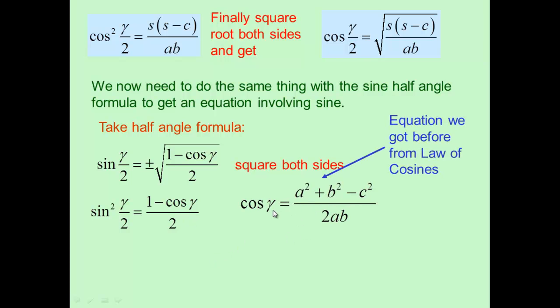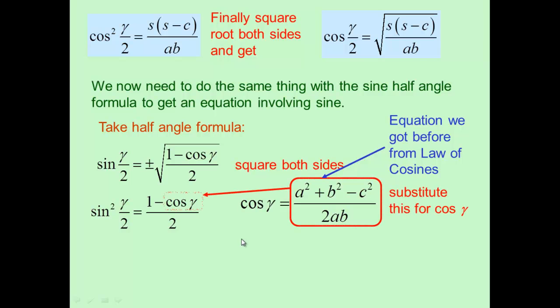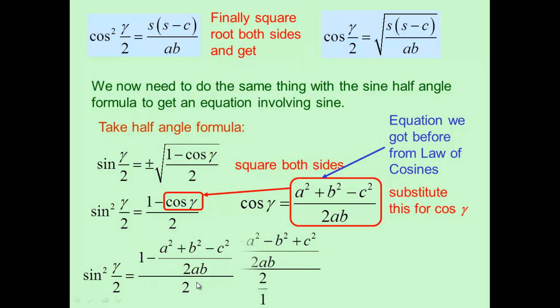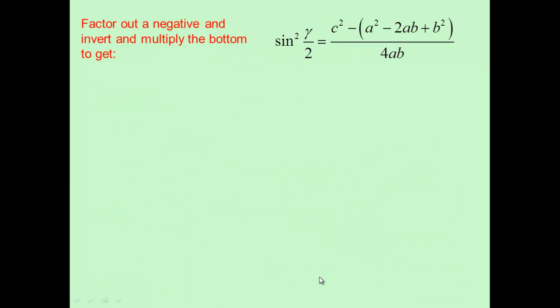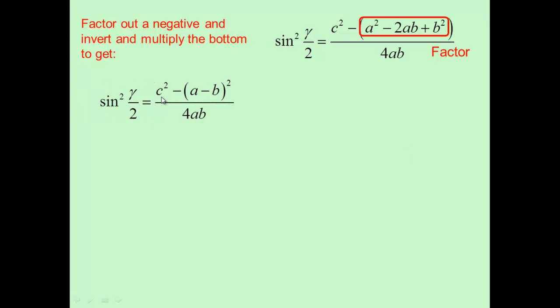Remember, the cosine of gamma was a squared plus b squared minus c squared over 2a. So I'm going to replace that right here, which gives me this. Common denominator again in the numerator, multiply by the reciprocal. This, you can see the grouping I have there, will factor as a minus b quantity squared, giving me a difference of two squares again.